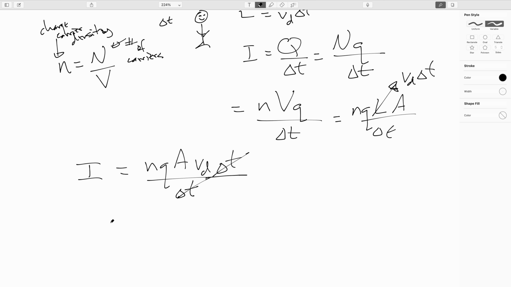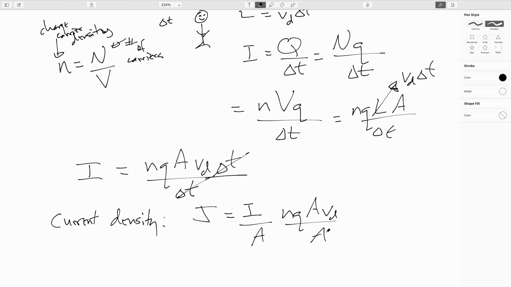Now, more often than not, people prefer to define a thing called the current density, which you would think would be a lowercase i following this, but it's not. It is a J. And it is the current per cross-sectional area in the wire. So this will be nQA v drift over A, cancel, cancel. It's nQ times the drift velocity. So it depends on the density of charge carriers, how much charge each one carries, and the drift velocity.